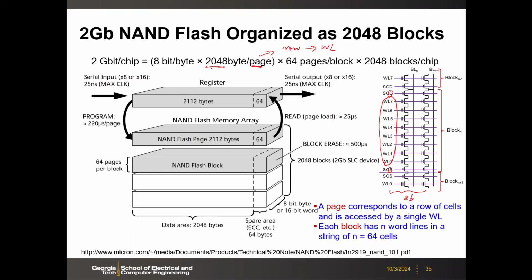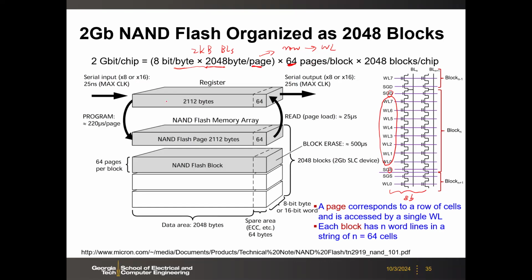And one word line may have here, in this case, 2 kilobytes. That means 2 kilo times 8 number of columns. That means number of BLs for one word line. That is one page. And how many pages? How many word lines? As I said earlier, typically like 64 word lines or 64 pages as one block.